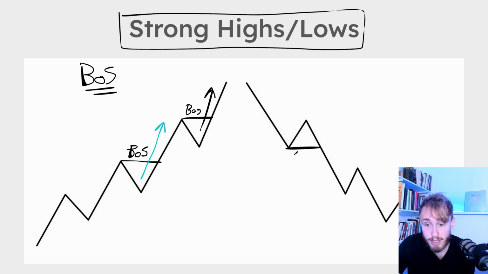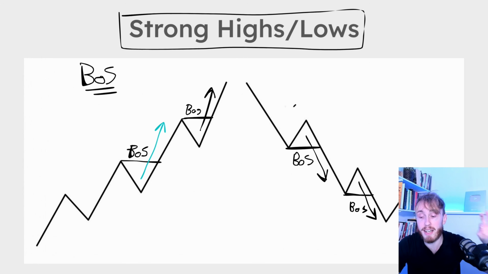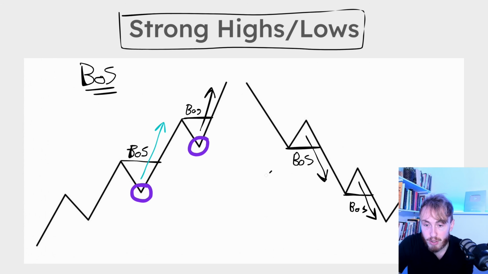In the downtrend, a break of structure is when the price pushes to a new low. So this right here is a break of structure. Once again, this right here is a break of structure, and so on and so on. And strong highs and lows, make sure to really pay attention. Strong highs and lows come from the point that caused the break of structure.